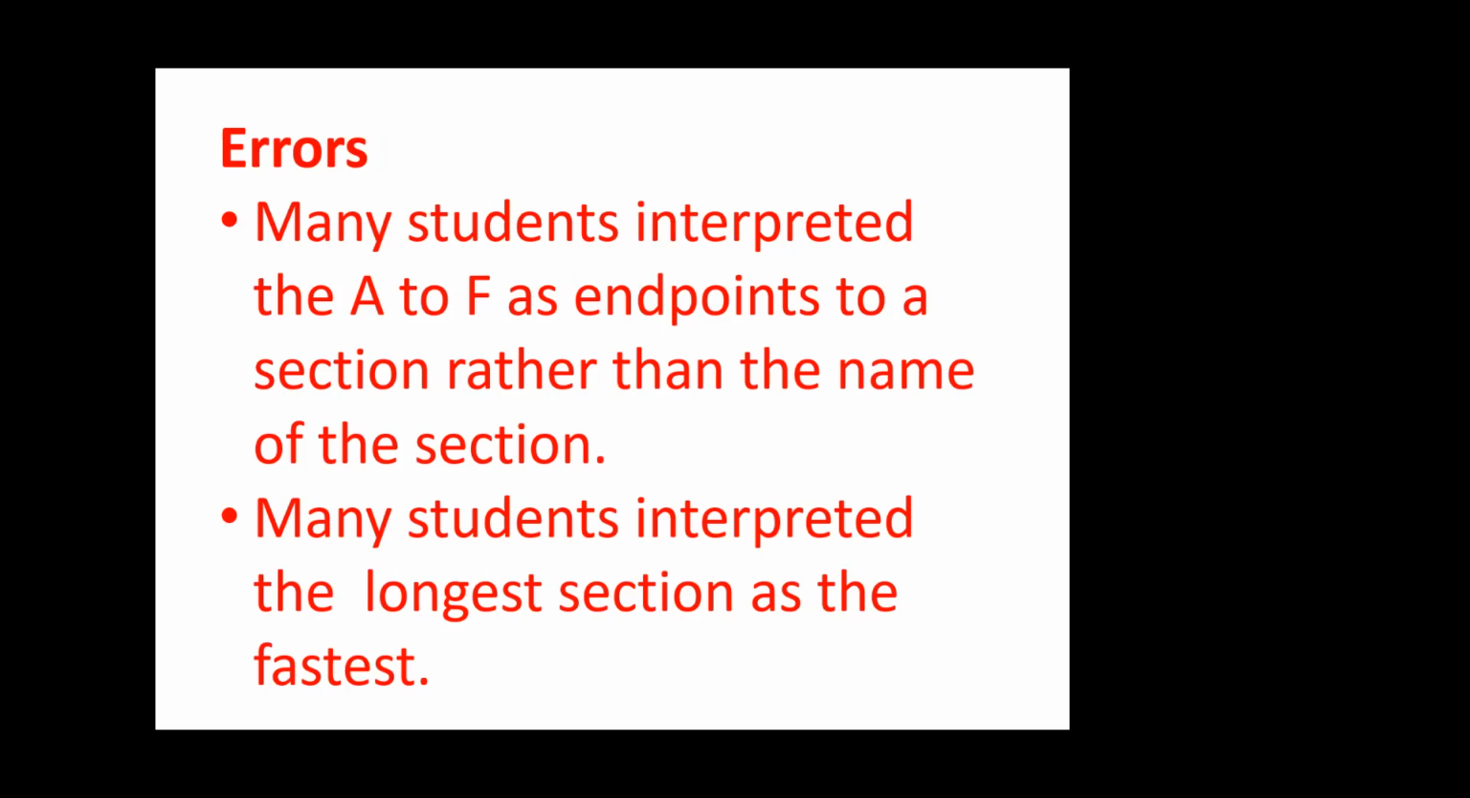Many of the students interpreted the longest section, which happened to be section D, as the fastest travelling because it was the longest section, or they had some reasoning behind it of that nature that showed that they didn't realise that they were looking for the steepest section, and that could have been the shortest section of the graph, but it was the steepest, not the longest section.